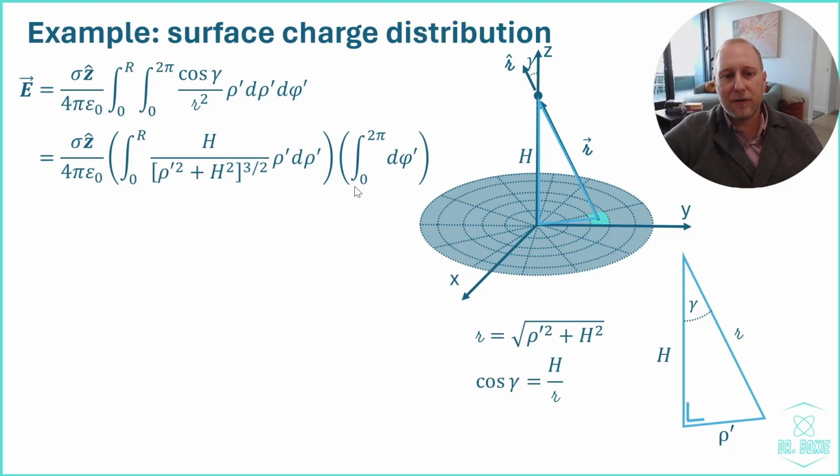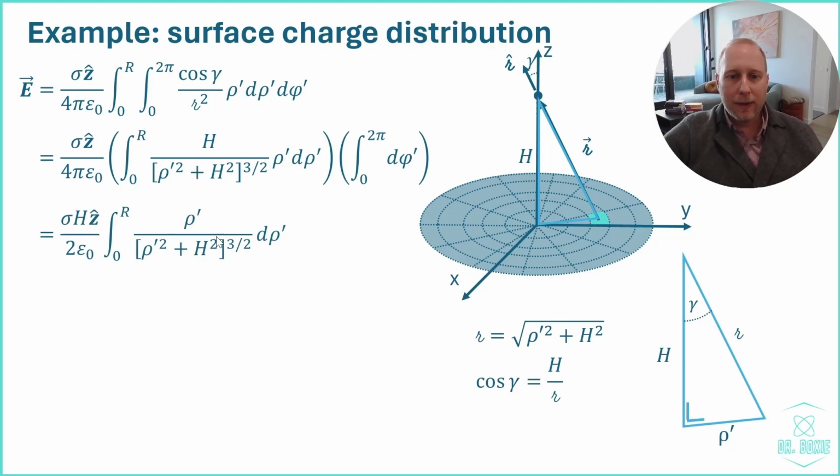This 2 pi comes out of the integral and cancels with the 4 pi in the denominator at the front, so we're only left with a 2 in the denominator. And in the rho prime integral, the h can come out of the integral, and we're left with this expression here. And this is the integral we want to calculate now.